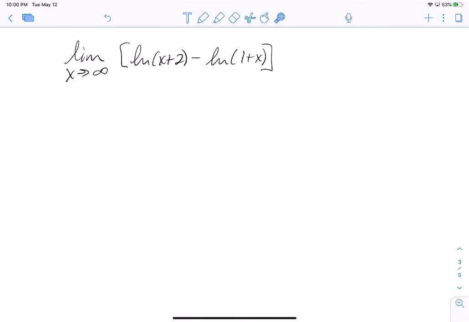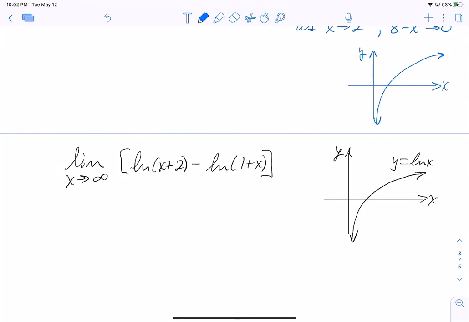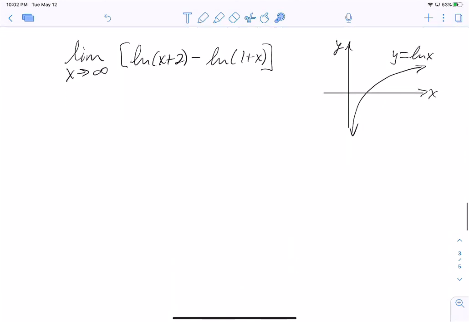Next up, the limit as x approaches infinity of the quantity of natural log of the quantity x plus 2 minus natural log of the quantity 1 plus x. If we picture the graph of a logarithmic function with a base larger than 1, which we have now because we're looking at natural log, where the base is e, and I really should put arrows on my graph. I'm going to go back to the last one. Just little details like this are important in math. Okay, as x approaches infinity, we can see that the natural log has a limit of infinity.